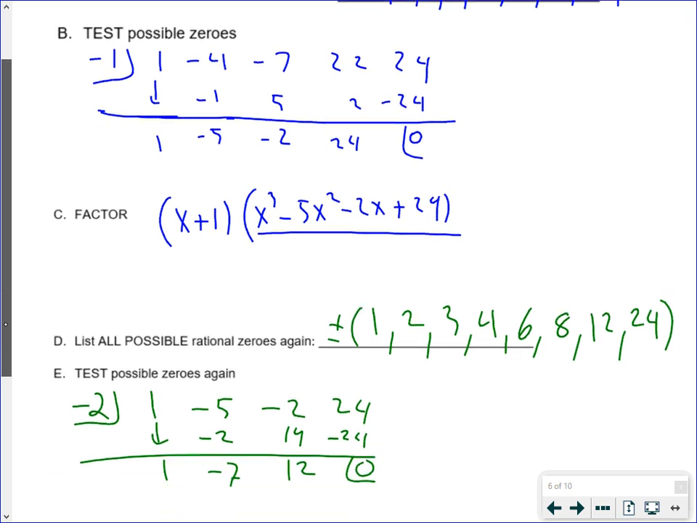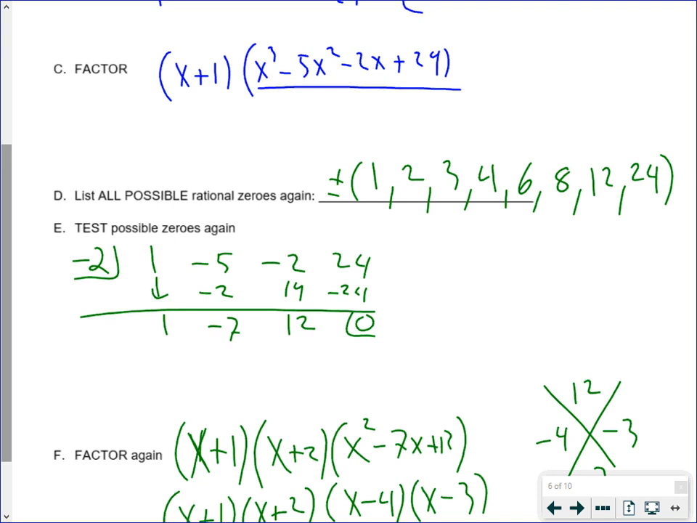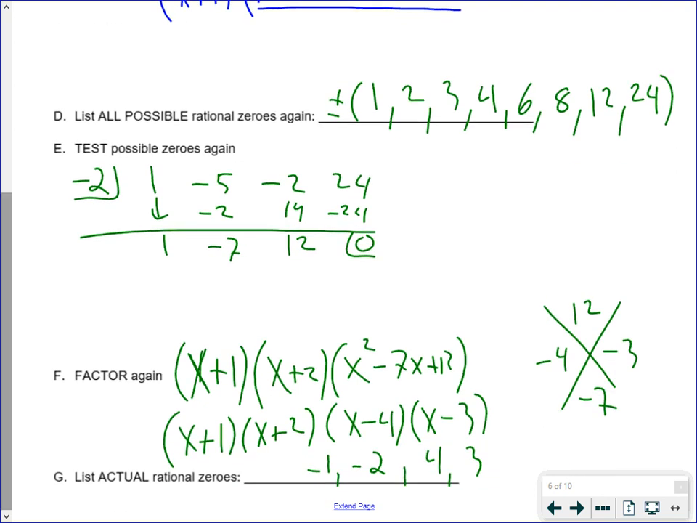So we have to do rational root theorem again with that x cubed minus 5x squared minus 2x plus 24. And when we do, our c value there is going to be 24 again. So it's just all the factors of 24. And we're going to test our possible zeros again. And when you do, I got -2 to work. And when I use -2, I get a remainder of 0. And my factored form will be x plus 1 times x plus 2 times x minus 4 times x minus 3.